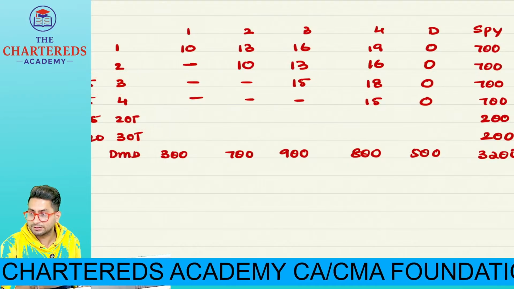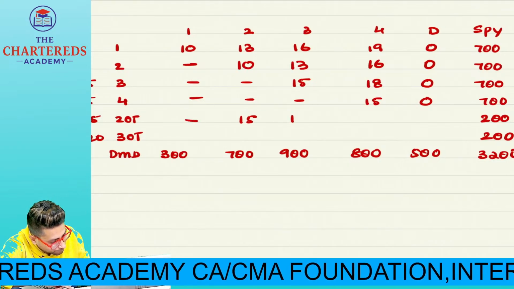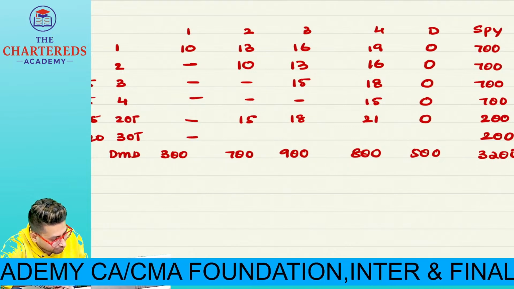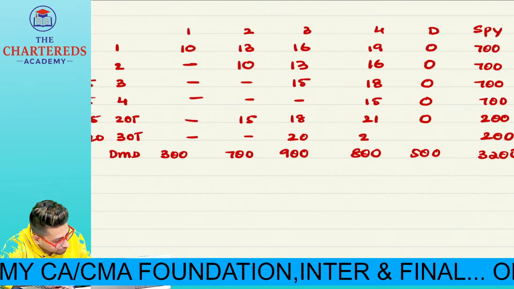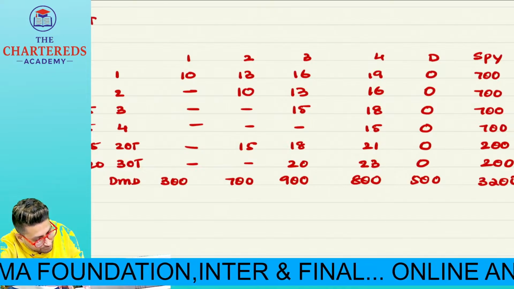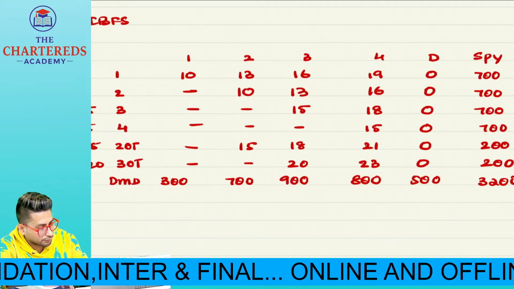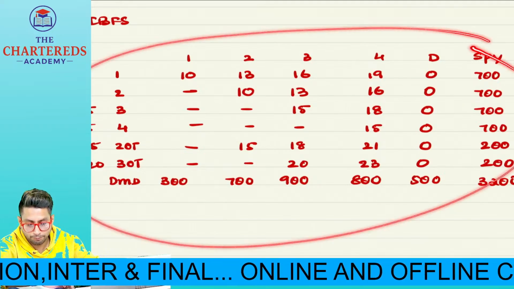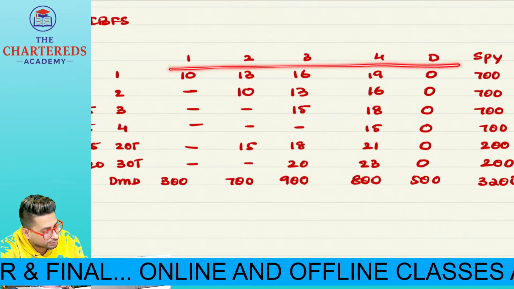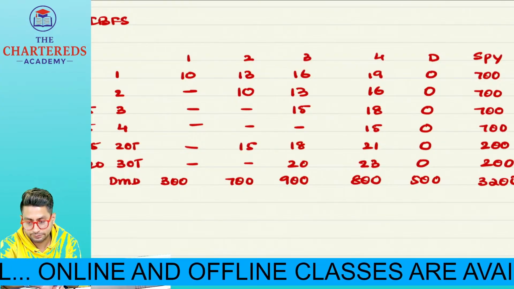Understood what we have done here? Now, second week will start from here. It will be 15, 18, 21, 0. Here it will be third week. 20, 23, 0. This is IBFS. And we have converted unbalanced to balanced. On top of that, this is a minimization problem. Why? These are what? Cost. Understood? I will explain once again.